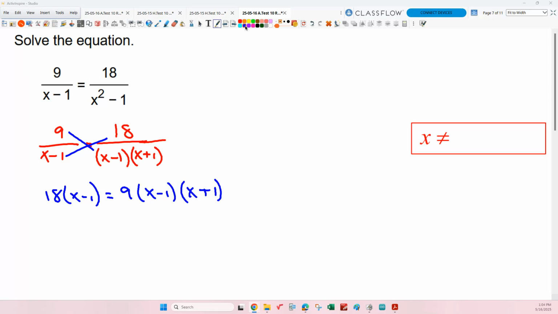So after I get there, what can I do? You said it before. Distribute, right? What would I get over here? 18x minus 18. Okay. And what about over here? Wouldn't it just equal 9x minus 9? Well, we said that this was this, right? Yeah. So could we just multiply 9 by that? Yeah. So what would I get? 9x squared minus 9.